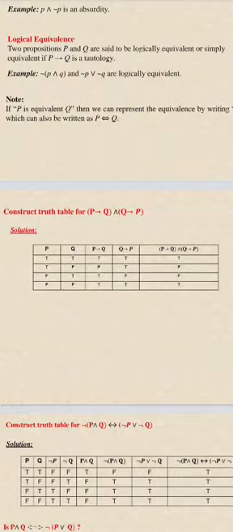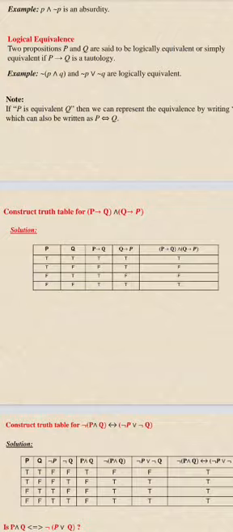Next, examples of using the connective words if and only if and implies. The first one is to construct the truth table for P implies Q and Q implies P. We take two statements P and Q, then first find the P implies Q values. Next find the Q implies P values. The last column is P implies Q and Q implies P.